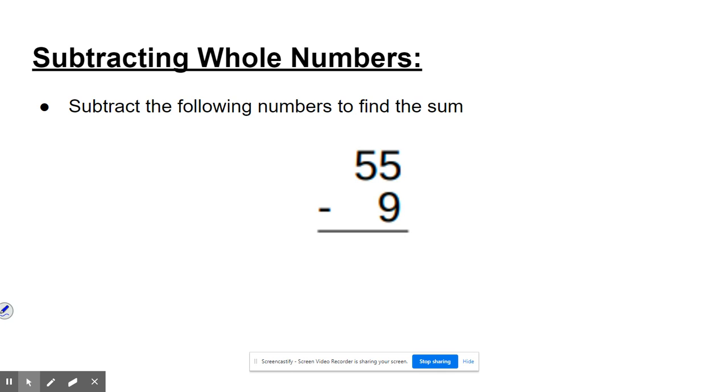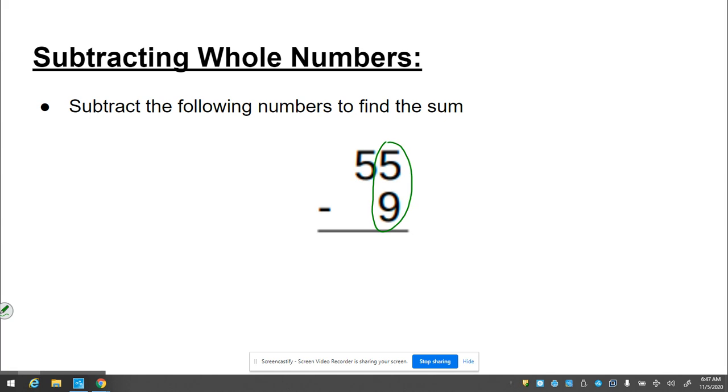And now we will try some subtraction. Same thing with subtraction. First thing we do is we subtract our ones column. So if I have 5 of something, can I take 9 away? No, I can't. So what I'm going to have to do is borrow.